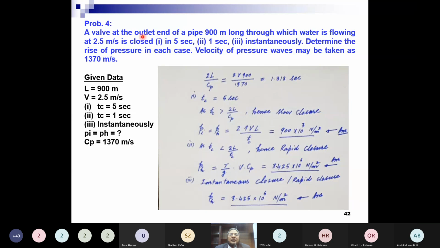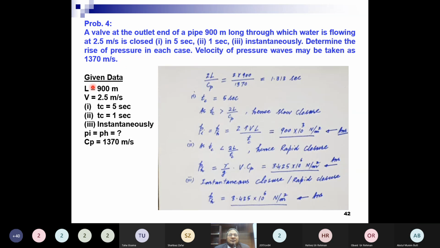A valve at the outlet end of a pipe 900 meter long, through which water is flowing at 2.5 meter per second, is closed: number one, in 5 seconds; number two, if it is closed in 1 second; number three, if it is closed instantaneously. Determine the rise of pressure in each case. Velocity of pressure wave may be taken as 1370 meter per second.